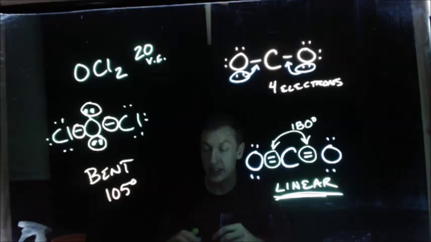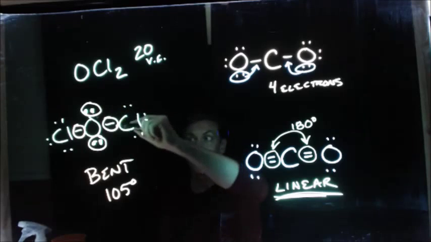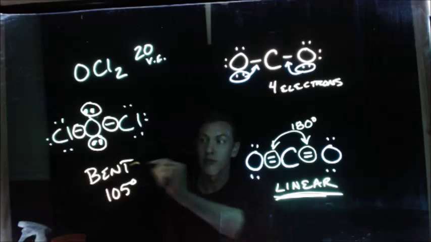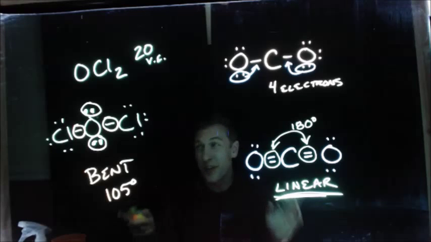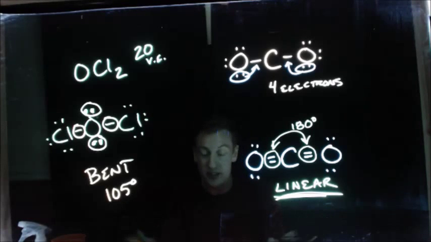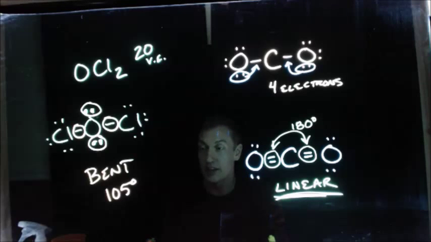So we need to make that distinction. Bonds and lone pairs, bent. Just bonds, linear. So I hope that helps. I hope that keeps you from making a mistake, but that depends on a lot of things.